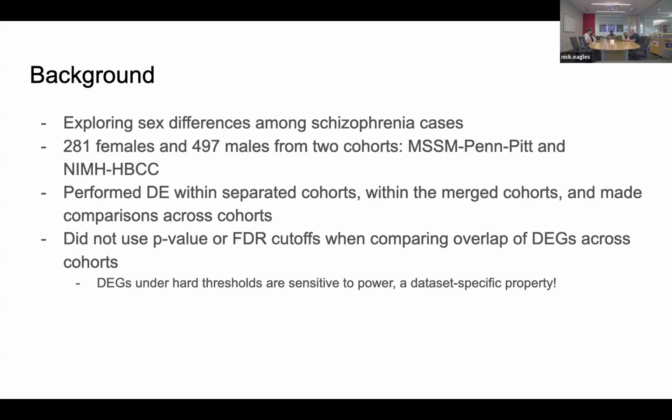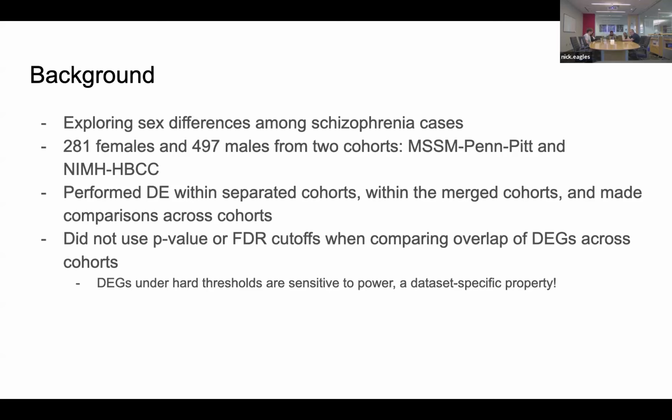They're doing differential expression within the cohorts separately. They also merge the cohorts and then do differential expression on the entire data set. And then they also do comparisons across. So it's within, combined, and then across. Importantly, when they're doing comparisons across the cohorts, they're not using hard cutoffs for the p-value or FDR or q-value.